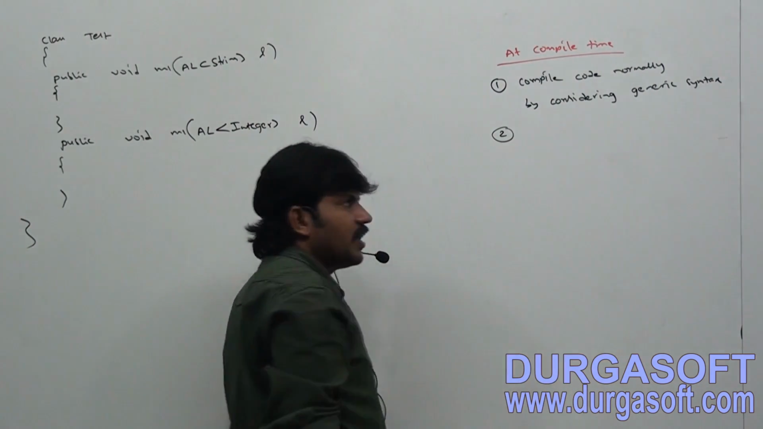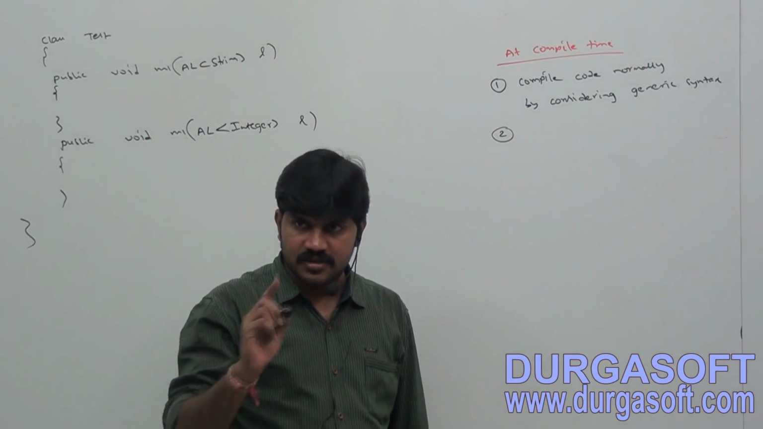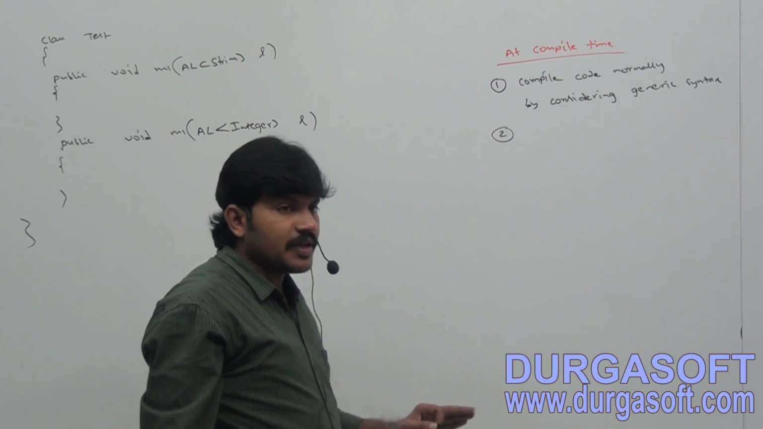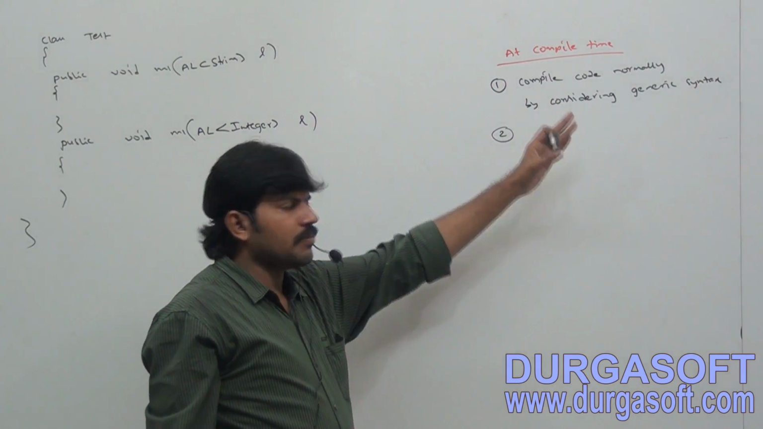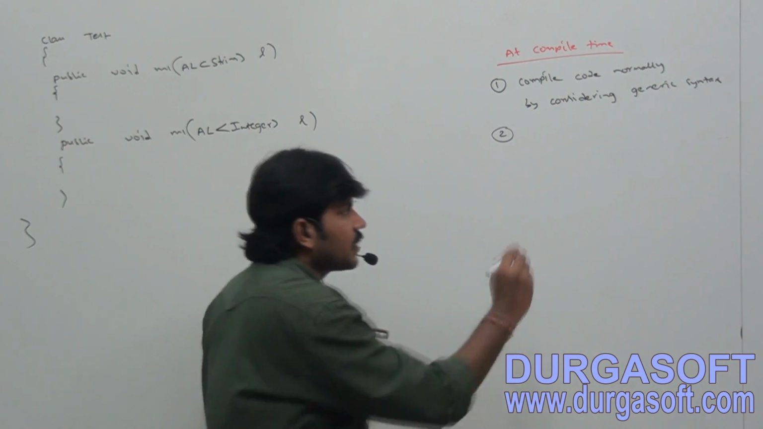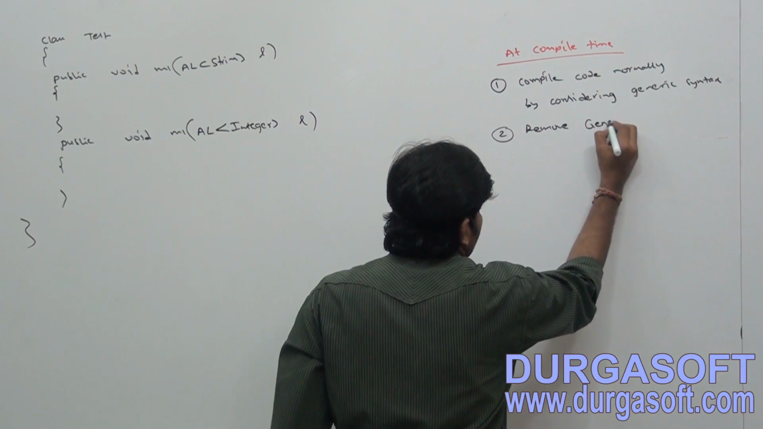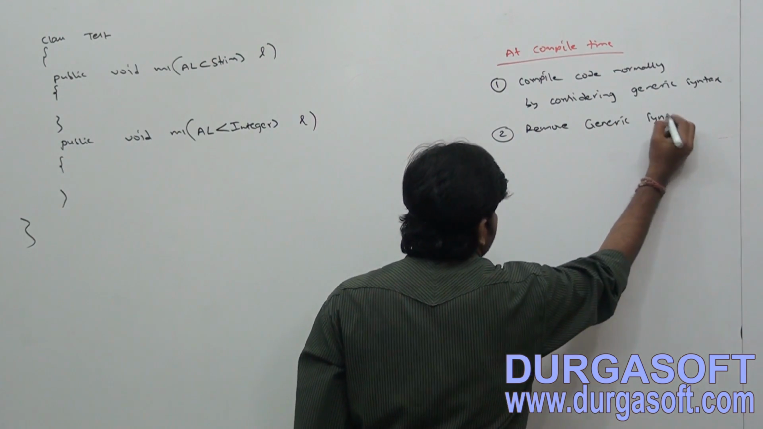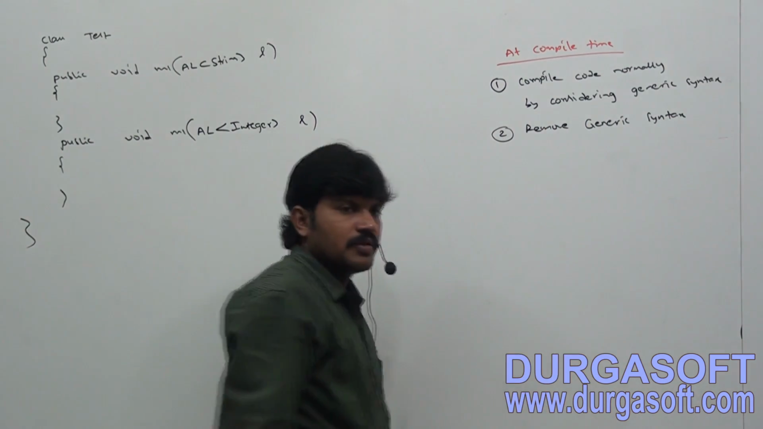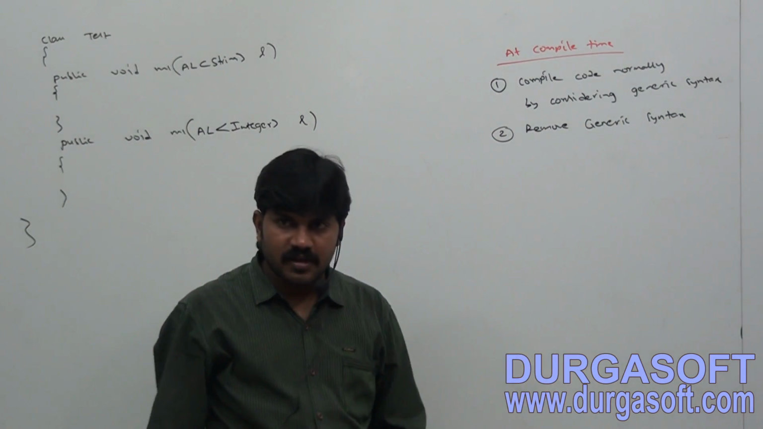Compile code normally by considering generic syntax. First one. Second one: compile code normally by considering generic syntax. Next, remove generic syntax. Generic syntax will be removed by the compiler.